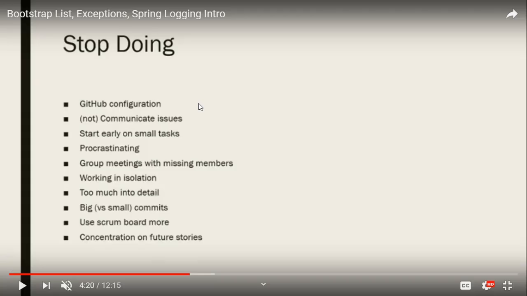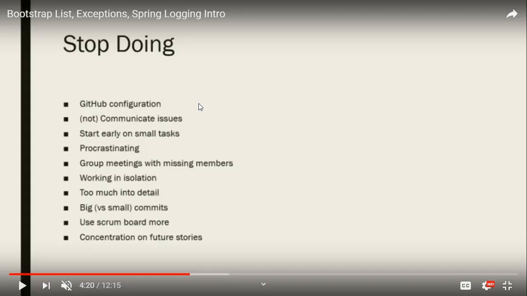Now here's a look at a retrospective from a previous semester. So stop doing: messing around with GitHub configuration. Hopefully that's all finalized at this point. Not communicating issues. Start early on small tasks. That would probably be a start doing, really. Stop procrastinating. Group meetings with missing members. Stop working in isolation. Stop getting too much into detail.